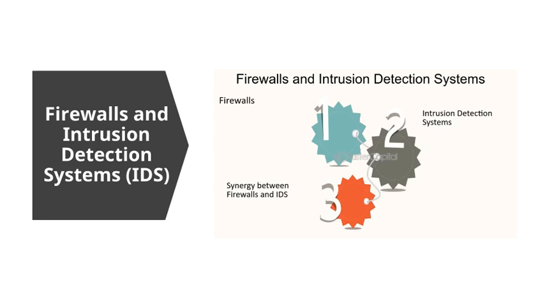IDSs monitor network or system activities for malicious activities or policy violations. They come in various forms: network-based NIDS, host-based HIDS, and hybrid systems. For comprehensive security, firewalls and intrusion detection systems must be properly maintained, including regular updates to their firmware, software, and threat databases. Their configurations may also need to be updated to adapt to new threats and changes in the network structure and organizational policies.